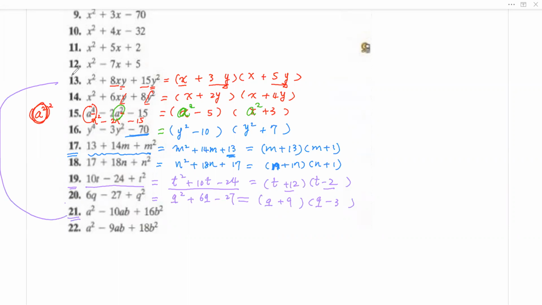21, the same as number 13 and 14, right? So it should be changed into A, what B, A, what B. So 16 can be factored into what? Negative 2, negative 8, negative 2, negative 8, right? We can fill in the answer.